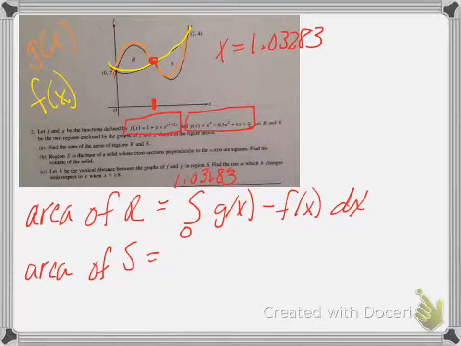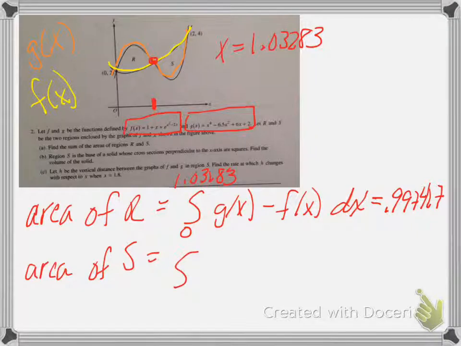Okay, and when you put all that into your calculator, you need to be careful because these are crazy functions. You're going to get 0.997427. Okay, that's the area of R. Now we have to do the area of S.